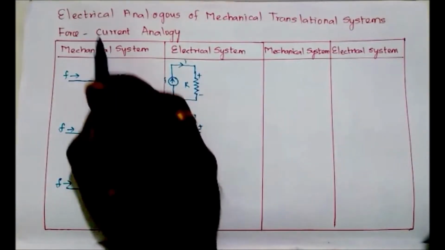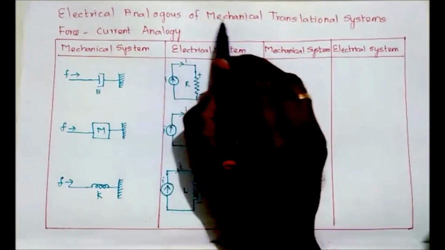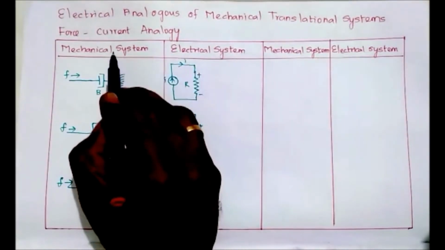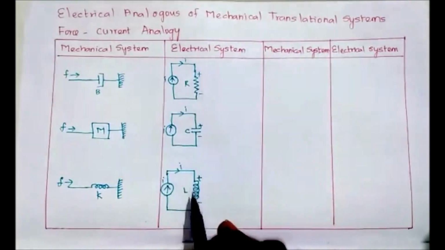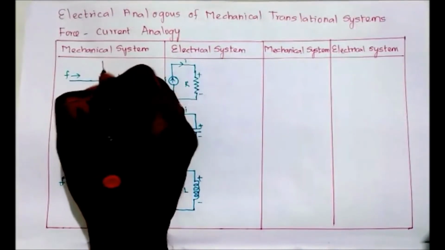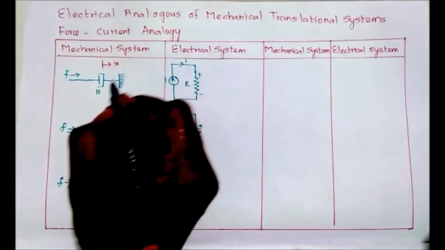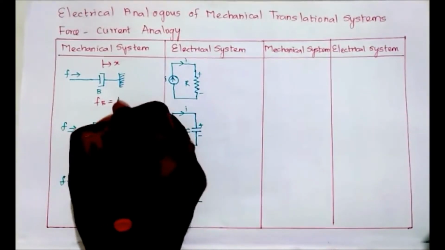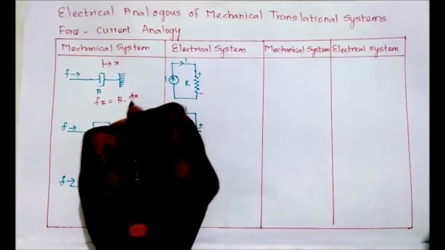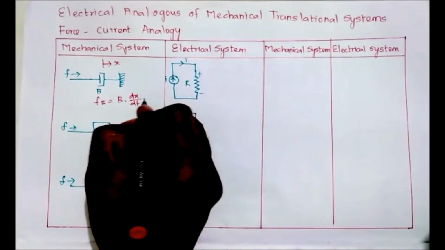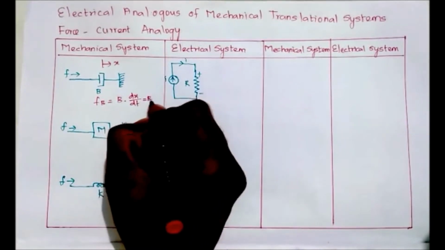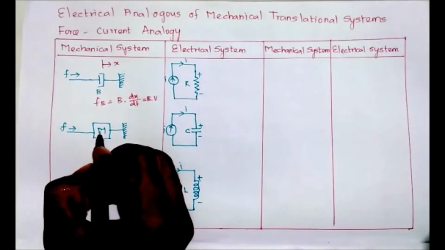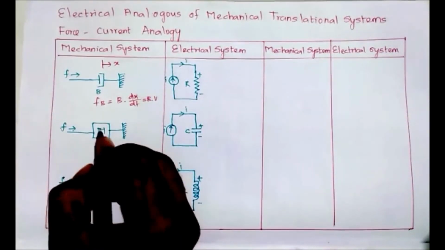Next, electrical analogy of mechanical translation system. Force current analogy. So this is the mechanical system, this is the electrical system. Suppose x is displacement, then the force in the damper equals b into dx divided by dt. Therefore, we write b into v. Then this is the mass element, F is the applied force.